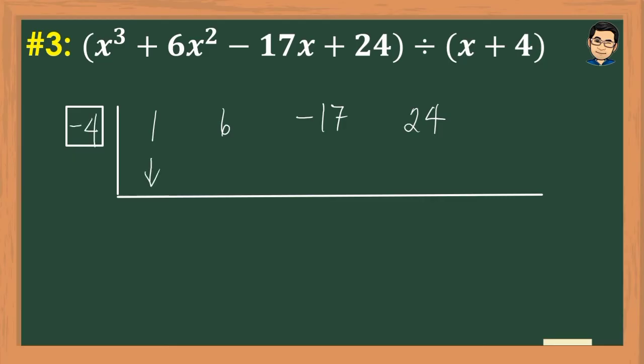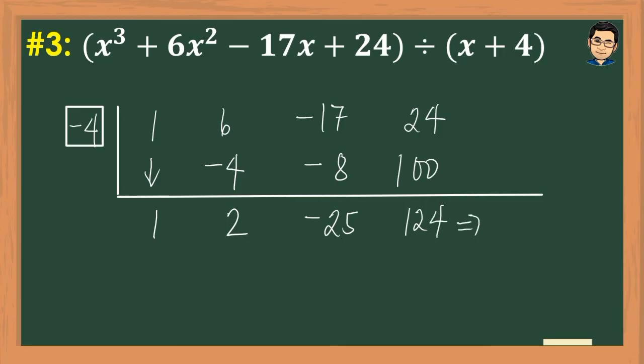So, bring down 1. And then, 1 multiplied to negative 4, that is negative 4. And then we add 6 plus negative 4, that is positive 2. And then 2 times negative 4, that is negative 8. Okay? And then negative 17 plus negative 8, that is negative 25. Then finally, negative 25 times negative 4, that is 100. Then we add 24 plus 100, that is 124. As you can see, 124 din po yung remainder using synthetic division.